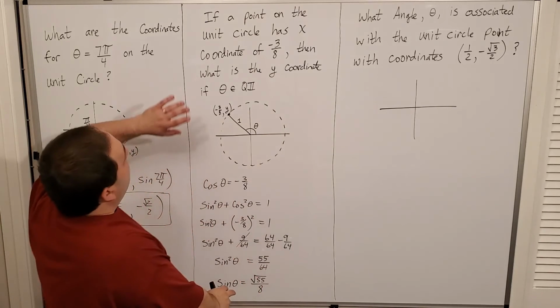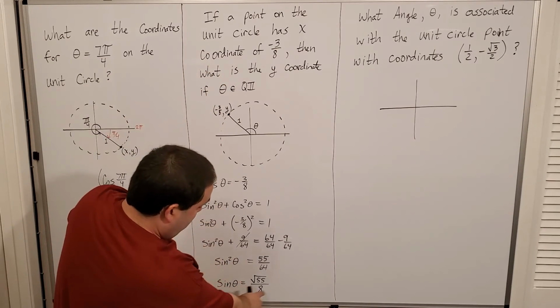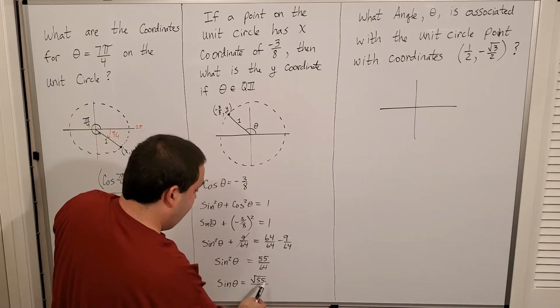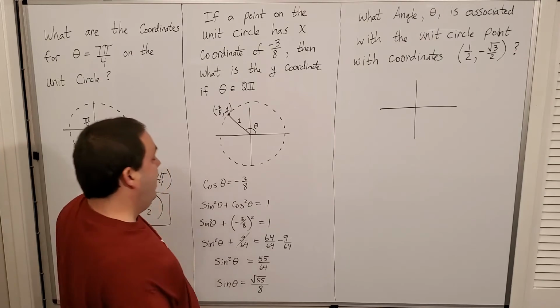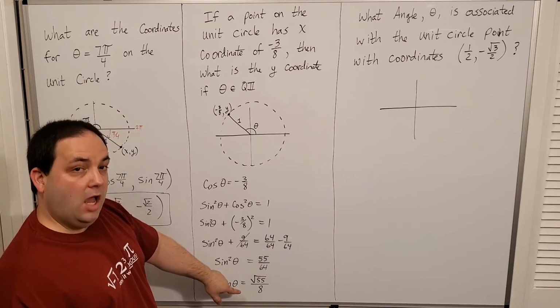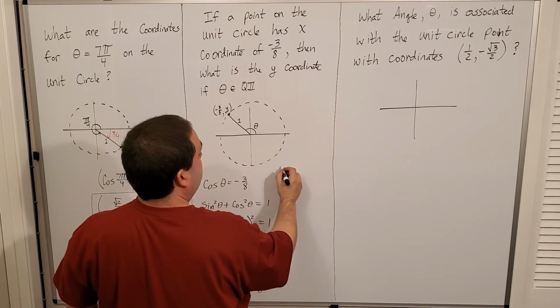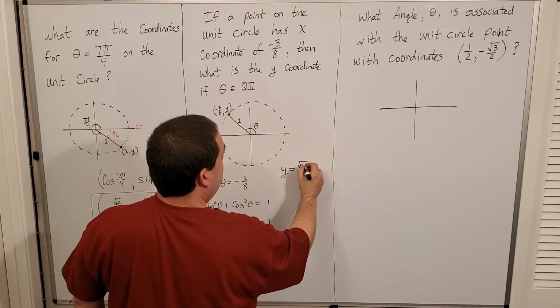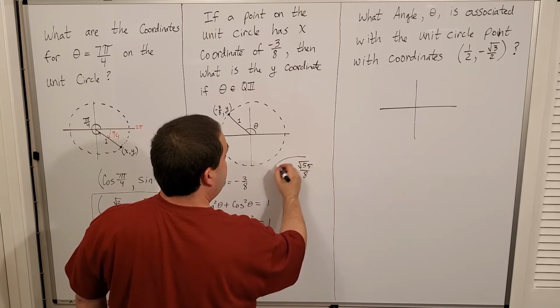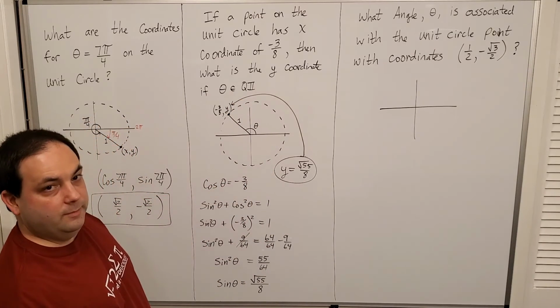And should I pick positive or negative? Well, let's look. In quadrant 2, sine theta is positive. So I'm going to leave it just like this. This is my sine theta. And if you remember the definition, y is equal to sine theta. So my y coordinate right here is equal to the square root of 55/8. That's the y coordinate for that point.